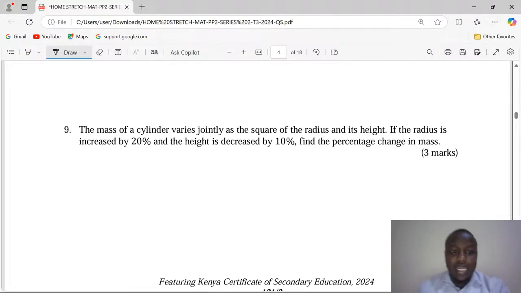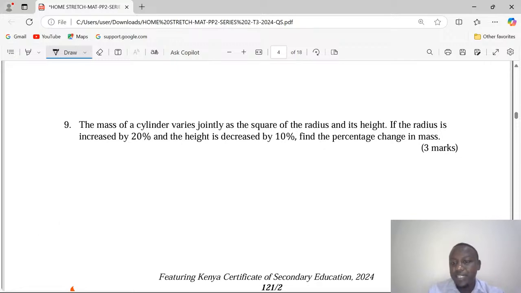The question says the mass of a cylinder varies jointly as the square of the radius and its height. If the radius of the circle is increased by 20% and the height decreased by 10%, find the percentage change in the mass.